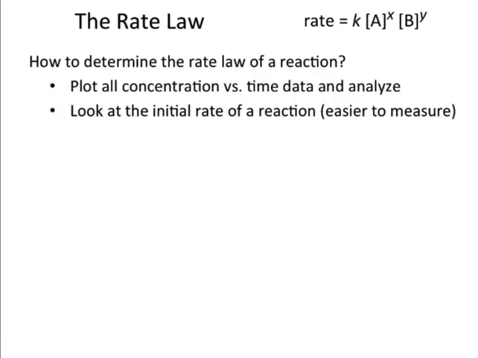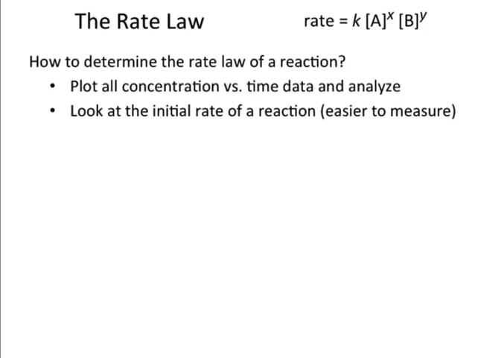So how do we determine this rate law? We need to determine both K and the exponents x and y. A couple of ways to do this. One way is to plot all the concentration versus time data and then analyze that. You can plot it in a couple of different ways to tell you whether it's first order or second order. Okay, that's one way to do it.